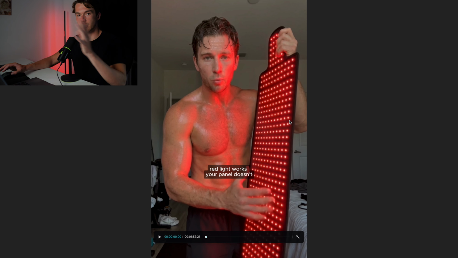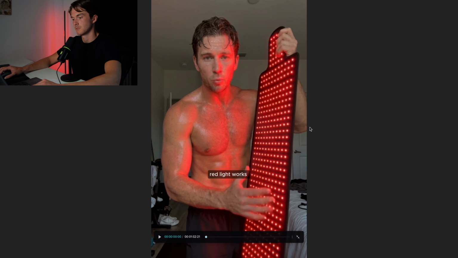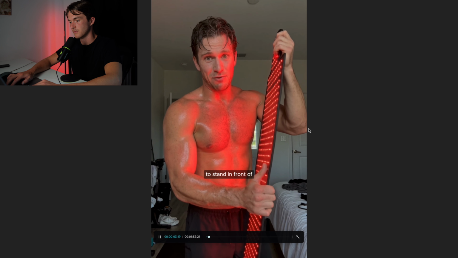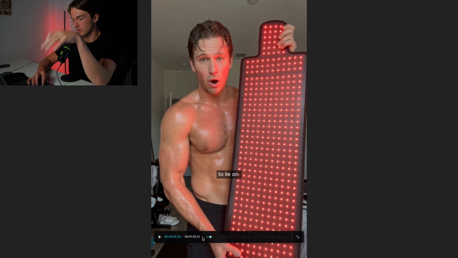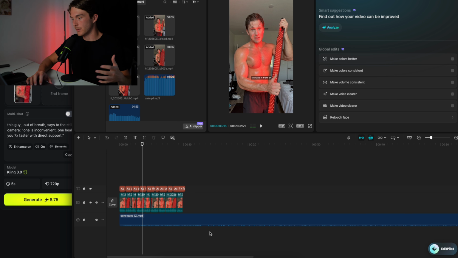All right, so I'm just going to show you a very quick example of what this might look like. This is obviously very messy and it's not completely finished to the T, and this is just the hook. But it's just to give you an example so that you can go away, take inspiration, and do something similar. Red light works. Your panel doesn't. Panels were designed to stand in front of. So there's a couple of clips in there which I would have changed because the timing was a bit off on the Kling thing. So it's just about playing around with it.